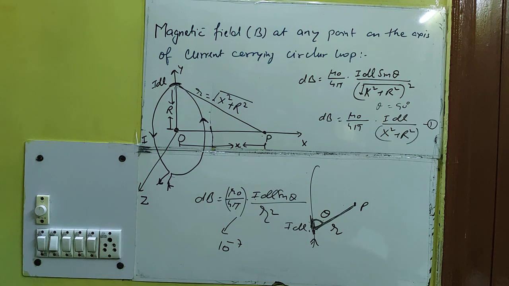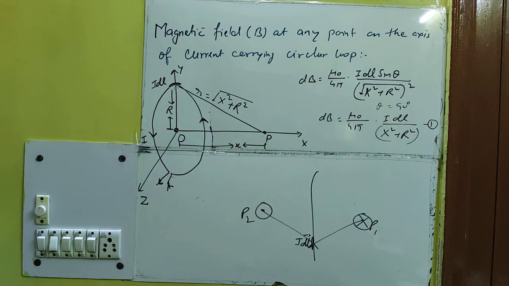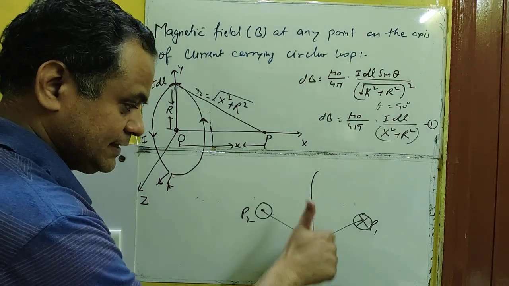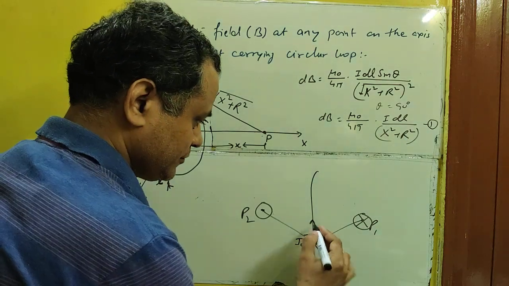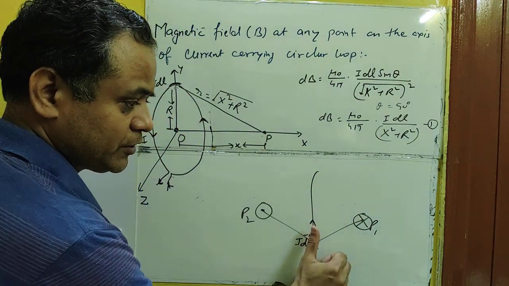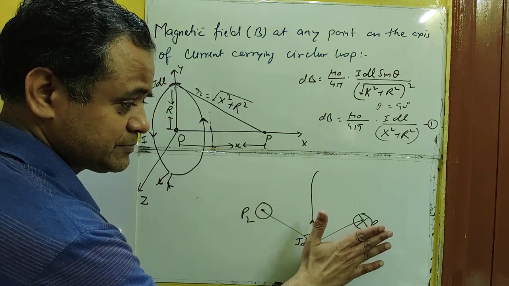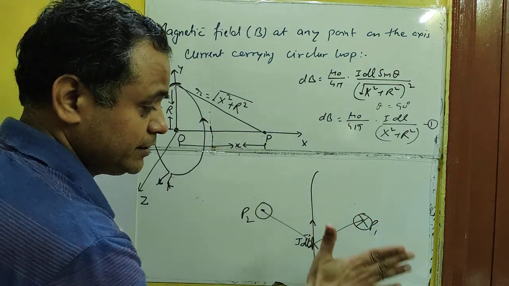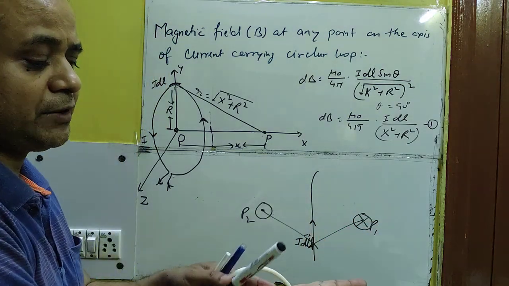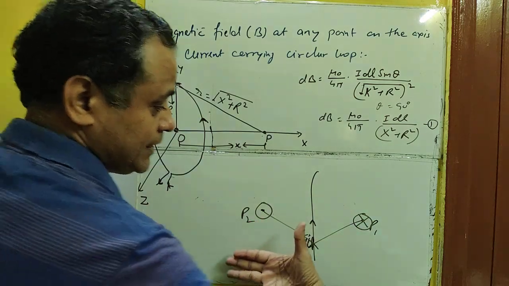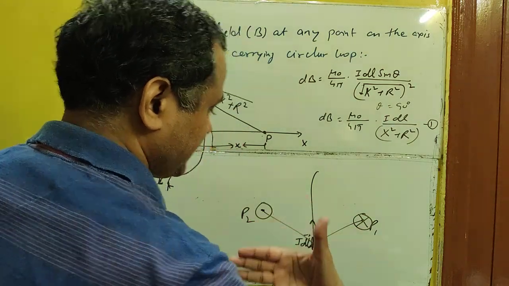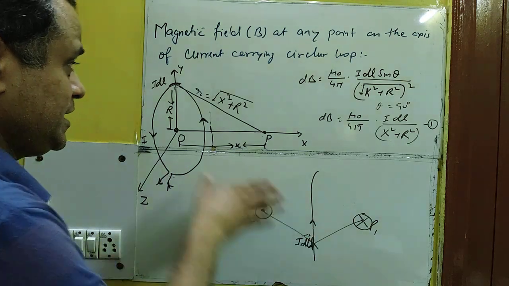Now we know that the magnetic field is a vector quantity, so we need to find the direction of the magnetic field at this point P. For the direction, we put our right hand thumb in the direction of current, and the remaining fingers towards the point where we need to find the magnetic field. The direction of the magnetic field is always perpendicular to the palm. So it will be inward, perpendicular to the palm, and here the direction of the magnetic field will be outward, perpendicular to the palm. So we apply the same rule here.